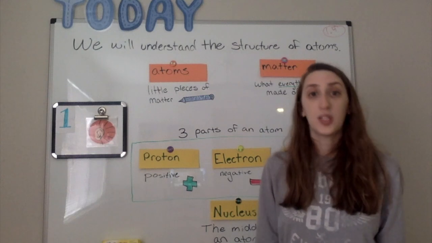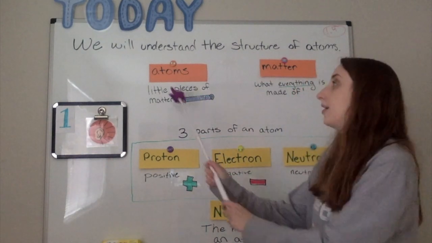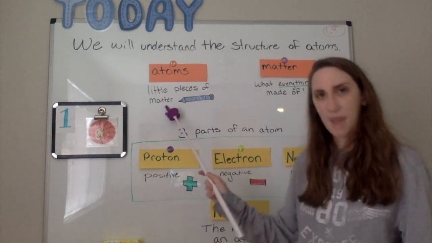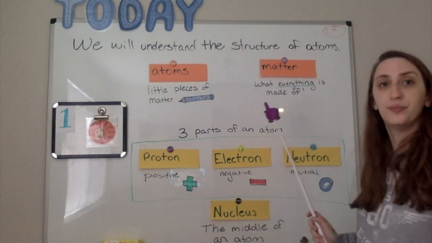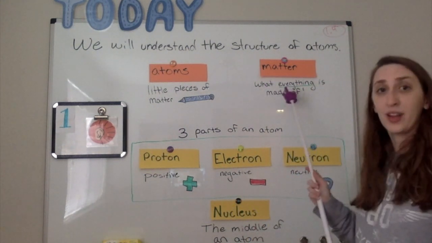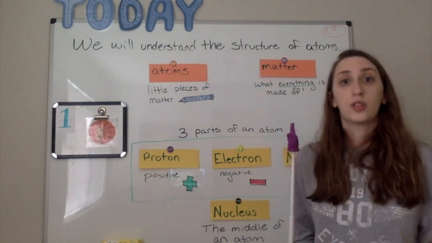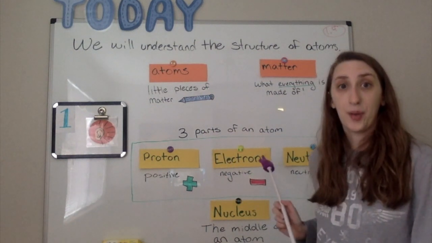Great job. So here's all of the vocabulary that we practiced today. We reviewed the word atoms, which is little pieces of matter. And then we reviewed the word matter. And matter is what everything is made of. Then we learned some new words. We learned the three parts of an atom.